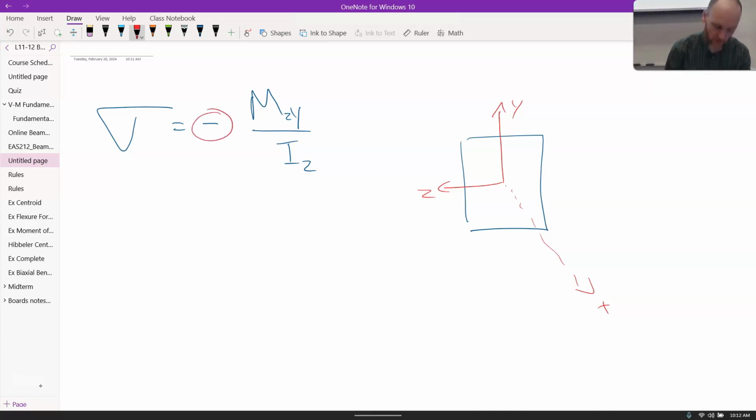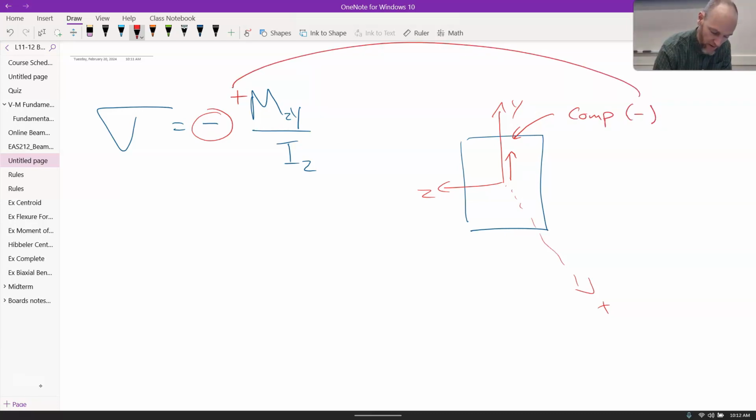And the reason for the negative sign there is for a positive moment about the z-axis. If you go in the positive y direction, you're going to have a compressive stress, which is negative, hence the negative sign. So more or less, this positive or negative in front of the My over I component is just saying, if you go in a given direction, are you going to have a compressive or tensile stress, and then a sign positive or negative associated with that.